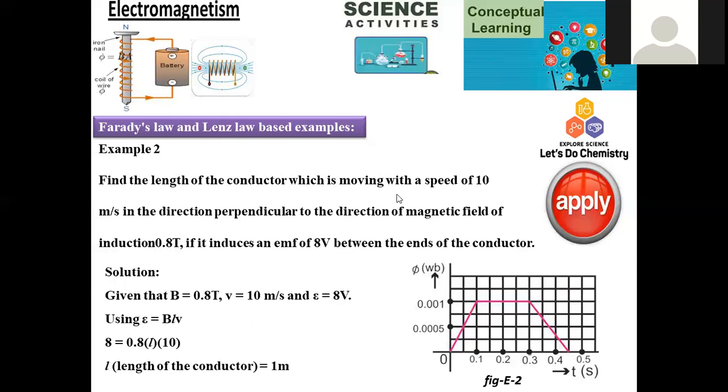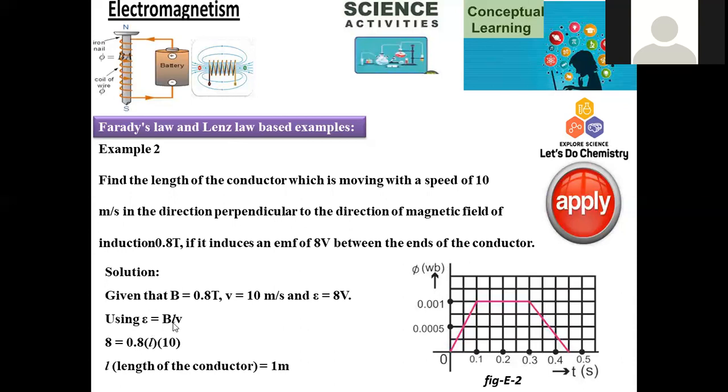Find the length of the conductor which is moving with a speed of 10 meter per second, in a direction perpendicular to the direction of the magnetic field of induction, 0.8 Tesla. If it induced an EMF of 8 volts between the ends of the conductor, right? We are supposed to find the length of the material.